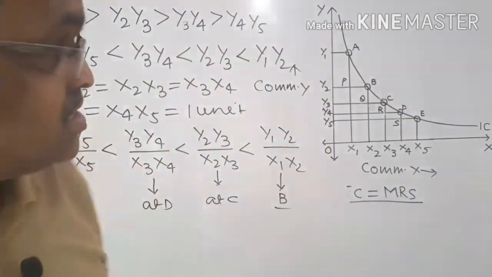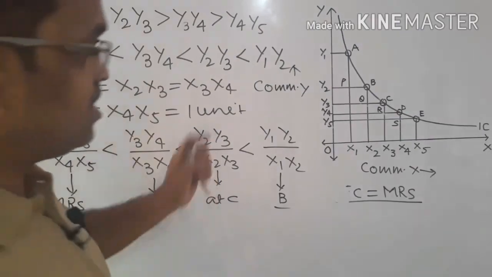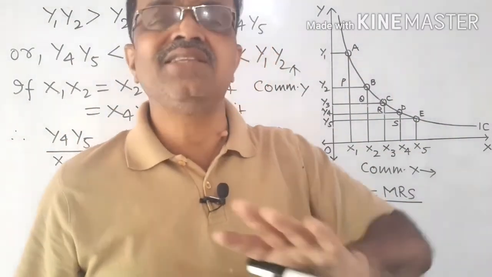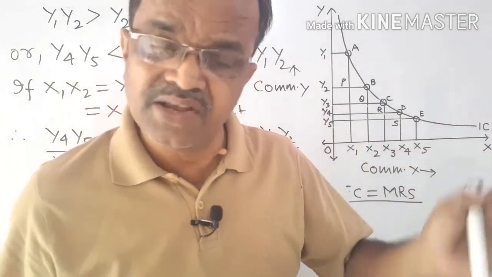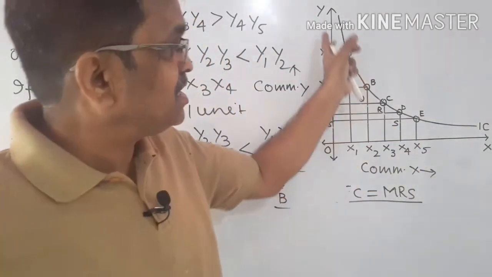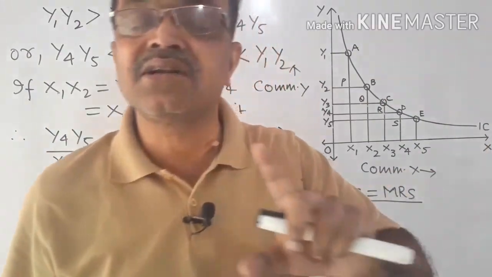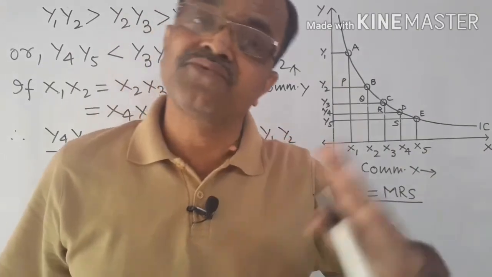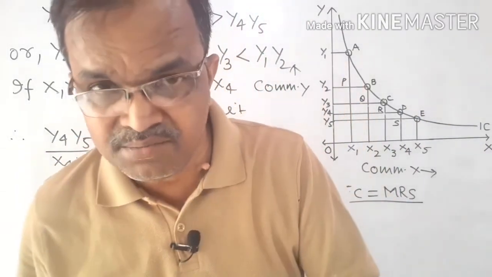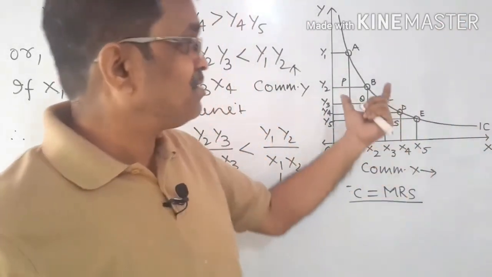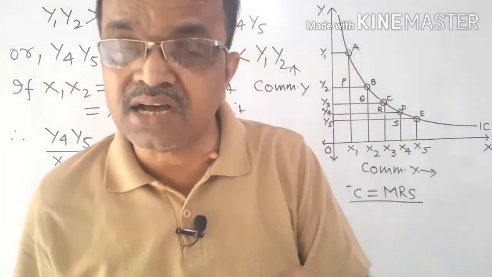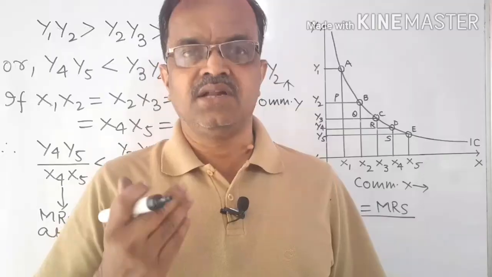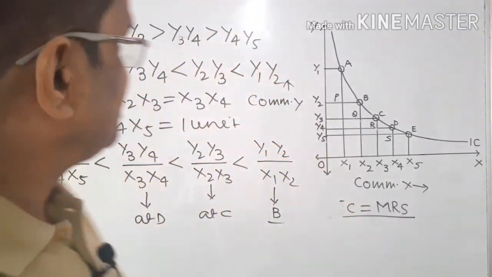If this MRS did not diminish, if it were constant, these are simple hypothetical questions, if MRS remains constant, then the indifference curve would not have been convex to the origin, but it would be a straight line sloping downwards from left to right. And if MRS increases, if MRS does not decrease but increases, then what would be the shape of the indifference curve? It would be concave in shape.